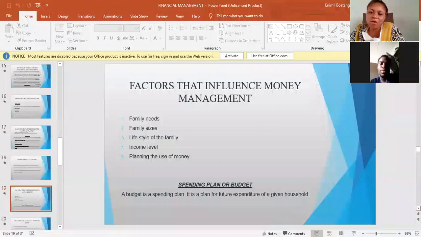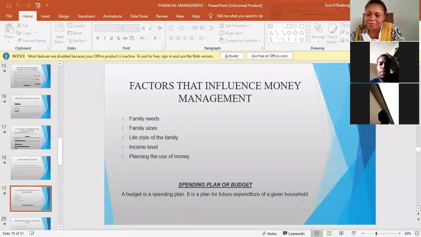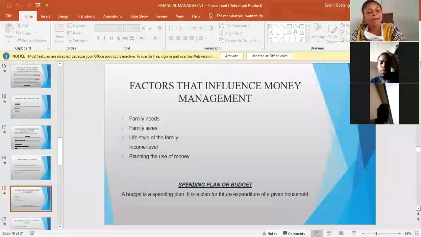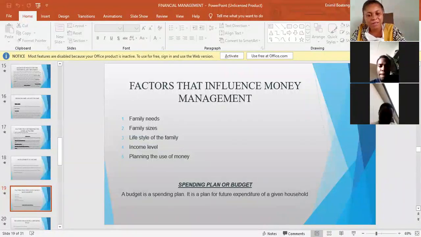We can also talk about family needs. The needs of the family can also influence money management. Then family size, the size of the family, how large or how small the family is, also have a role to play on money management. And then planning the use of the money. What you plan to use your money for can also have influence on how you manage the money.